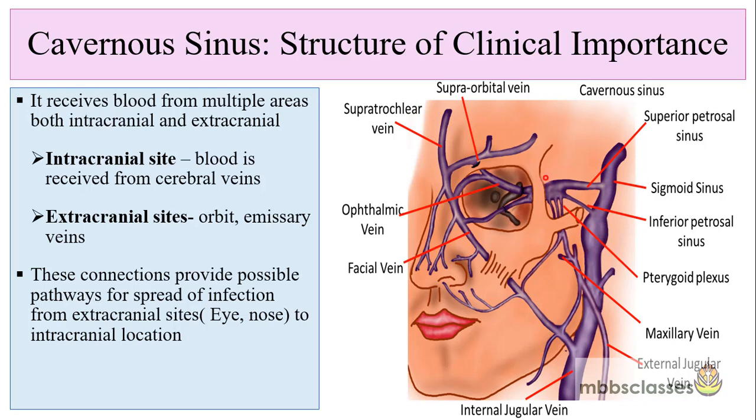The cavernous sinus communicates with the pterygoid plexus, which is located in the infratemporal fossa, through the emissary veins. Then these ophthalmic veins communicate with the angular and the facial veins. So the cavernous sinus is connected with both the extracranial and the intracranial structures, and these connections provide a possible pathway for the spread of infection from the extracranial region, that is the eye and the nose, to the intracranial location.